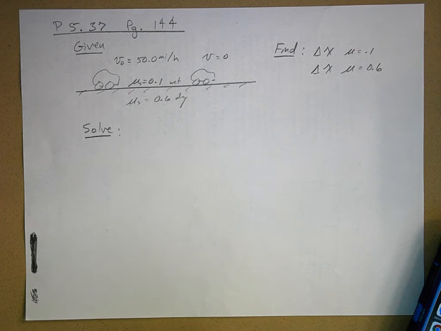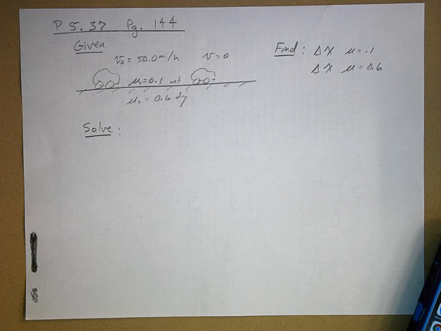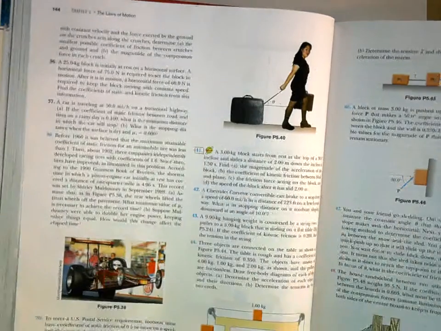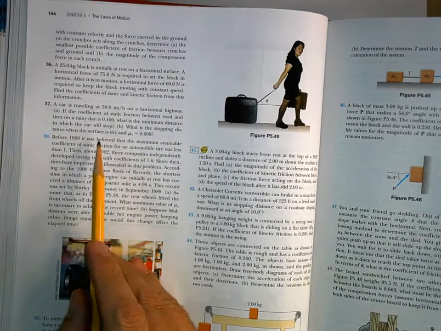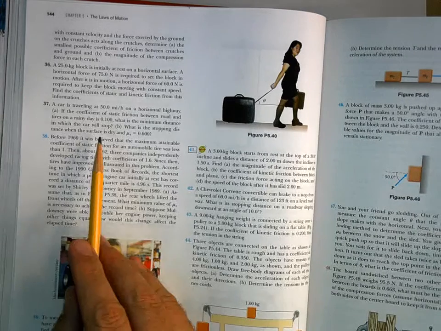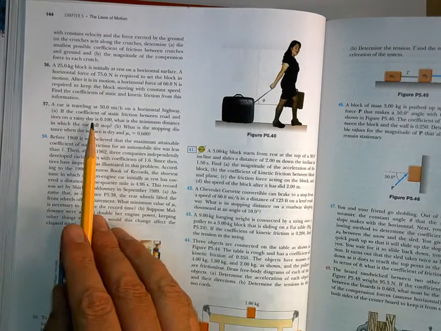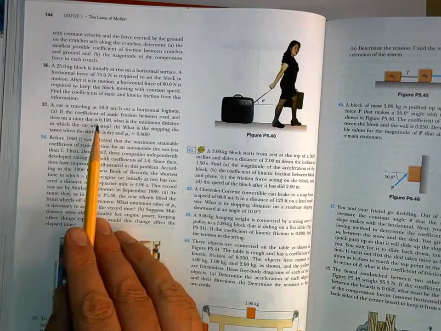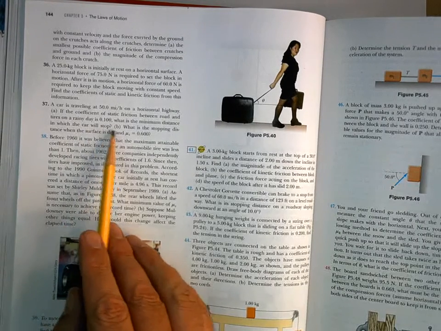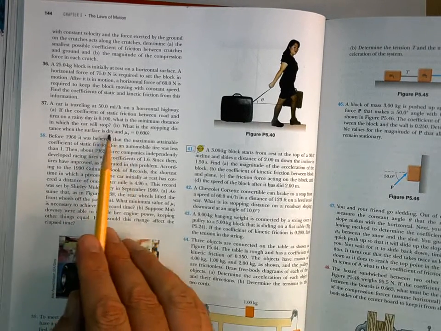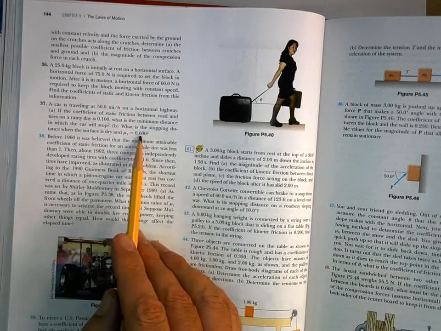Let's do this problem. Problem 37, chapter 5 on page 144. Let's read it. It says a car is traveling at 50 miles per hour on a horizontal highway. If the coefficient of static friction between the road and the tires on a rainy day is 0.1, what is the minimum distance in which the car will stop? B, what is the stopping distance when the surface is dry, where the static friction is 0.600?